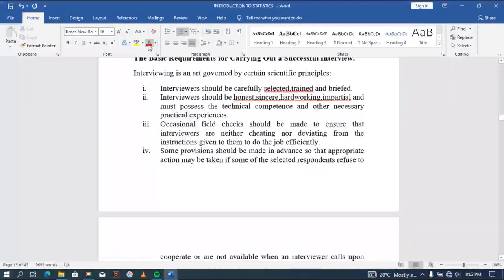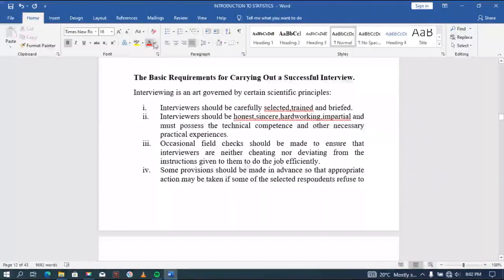I'll have the basic requirements for carrying out a successful interview. So what should the interviewer possess, or what should the interviewer have so as to have a successful interview? Interviewing is an art governed by certain scientific principles. So in order for someone to have a successful interview, he must possess the following.